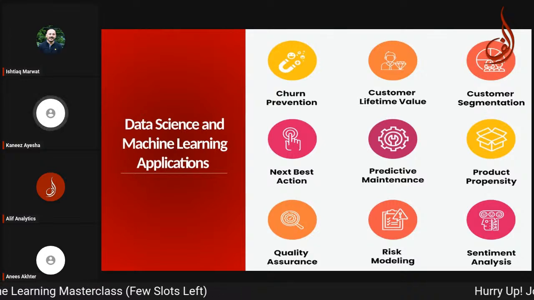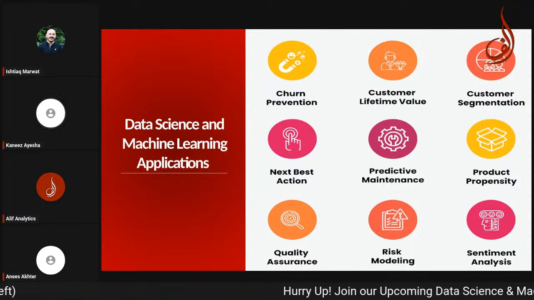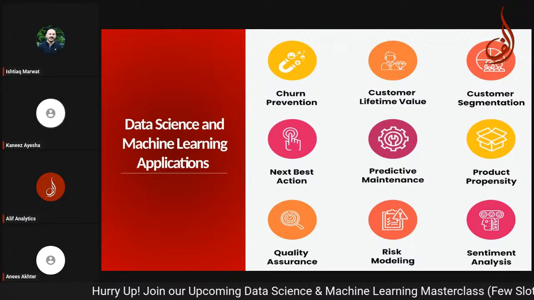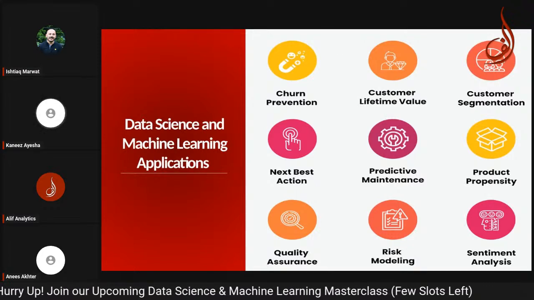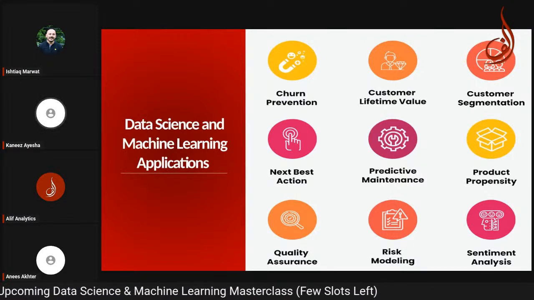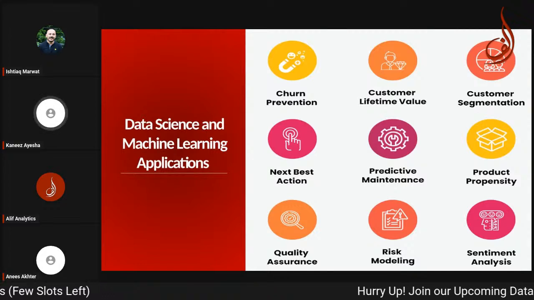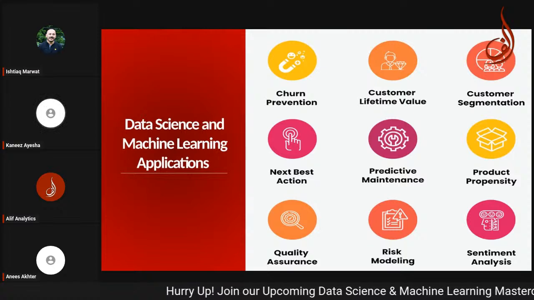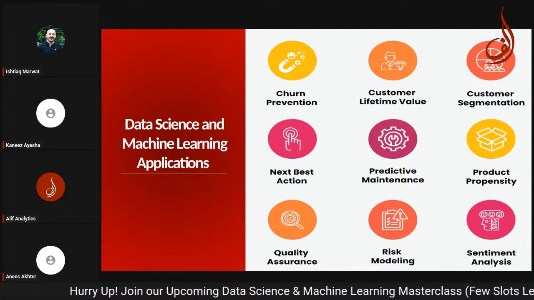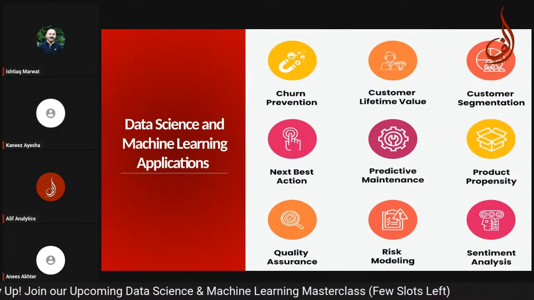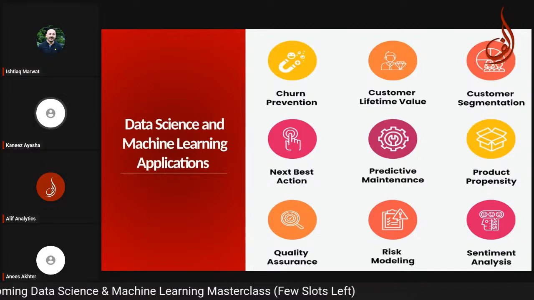The next one is quality assurance. Quality assurance basically predicts defects or quality issues in products or services, and companies use these to take actions to prevent defective products from reaching customers and ensure product quality. The next one is risk modeling. Risk modeling predicts the impact of a risk, and companies use this for managing the risk by implementing risk reducing activities. The next one is sentiment analysis.